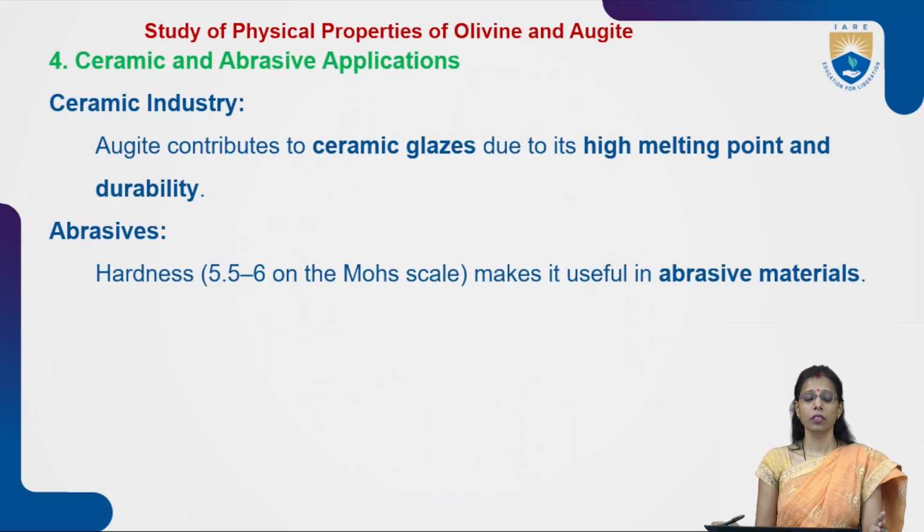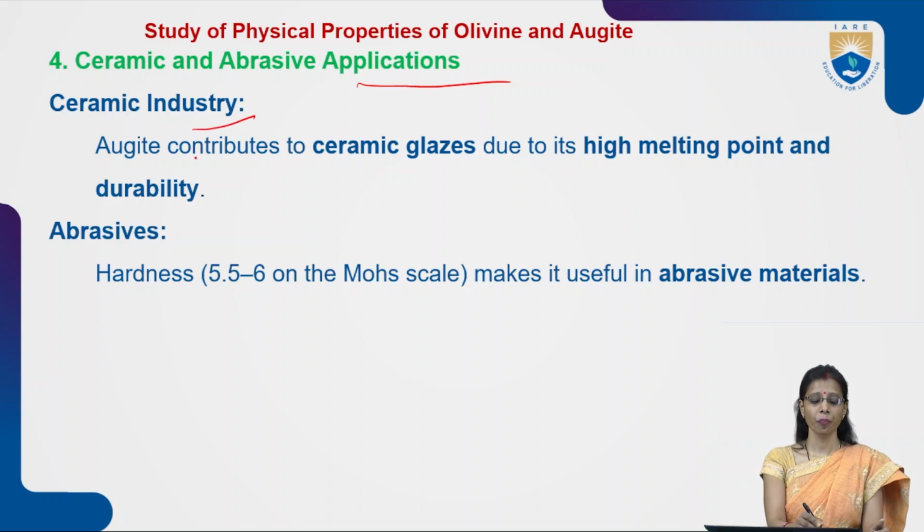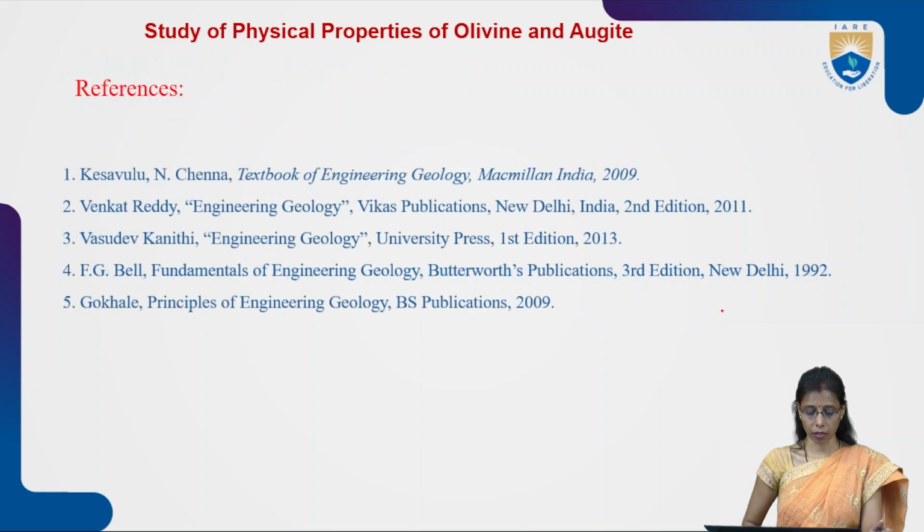Now as a ceramic and abrasive application, it has an application in the ceramic industry. Augite contributes to ceramic glazes due to its high melting point and durability. It can be used as an abrasive material because it has a hardness of 5.5 to 6 on the Mohs scale, which makes it useful as an abrasive material.